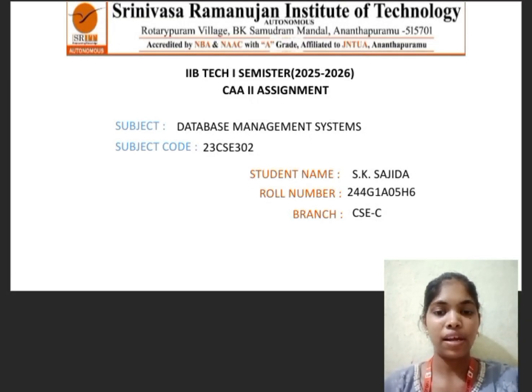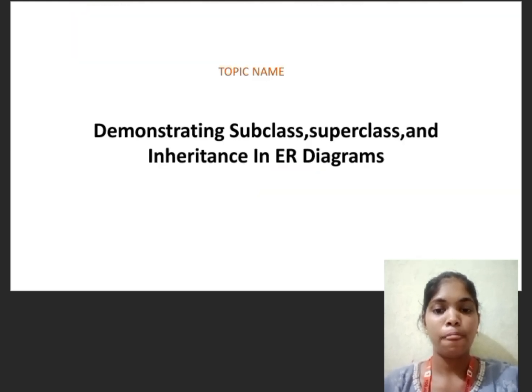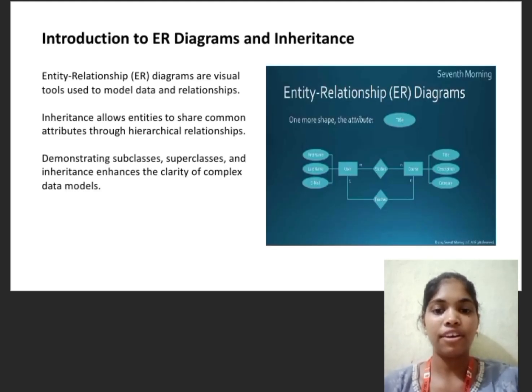Today I am explaining, in the subject Database Management System, one topic: demonstrating subclasses, superclasses and inheritance in ER diagrams. First, an introduction to ER diagrams and inheritance.